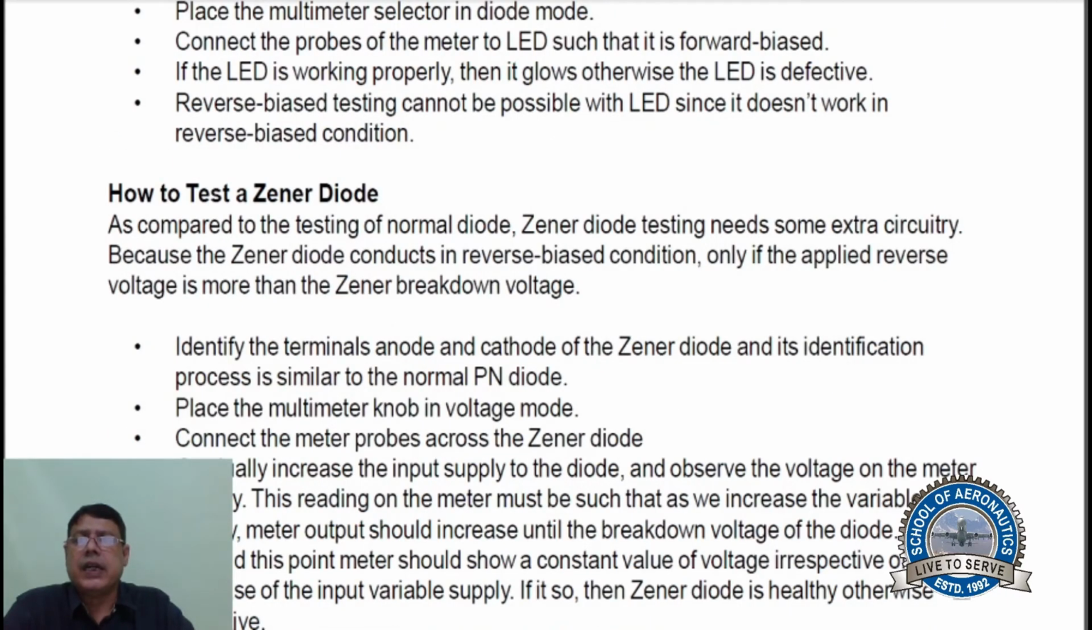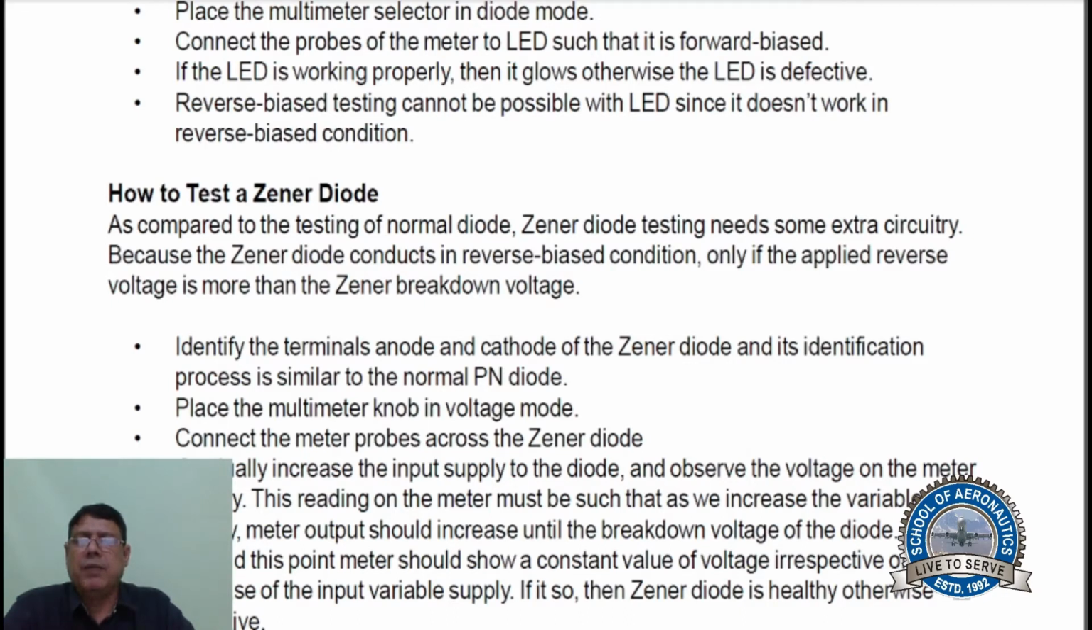How to test a Zener diode, or you can say the procedure to check a Zener diode. As compared to testing a normal diode, Zener diode testing needs some extra circuit, because the Zener diode conducts in reverse bias condition only if the applied reverse voltage is more than the Zener breakdown voltage. Identify the terminals, anode and cathode, of the Zener diode. The identification process is similar to a normal PN diode.